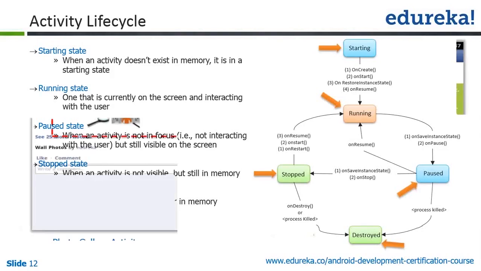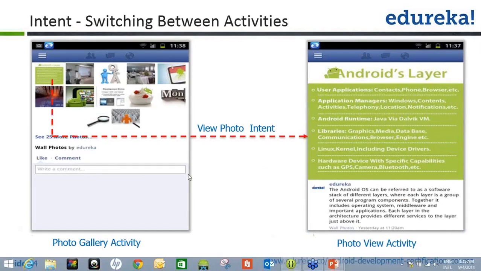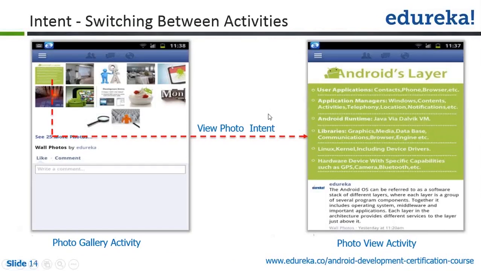Moving on, switching between activities. As I said, one of the primary objectives of intent is also to initiate one activity from another, right? Services. First of all, can everyone take a look at the life cycle of a service? It has got starting, running, destroyed, no pause. Can everyone see that? It does not have a pause state in the life cycle.